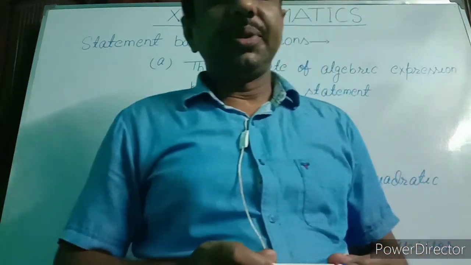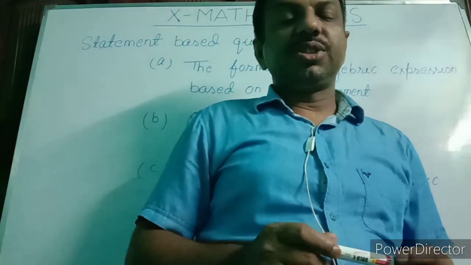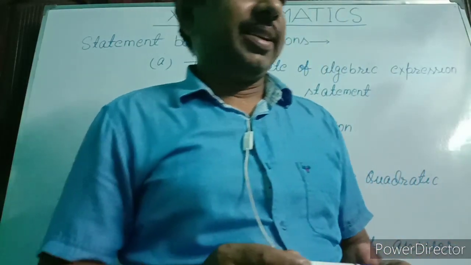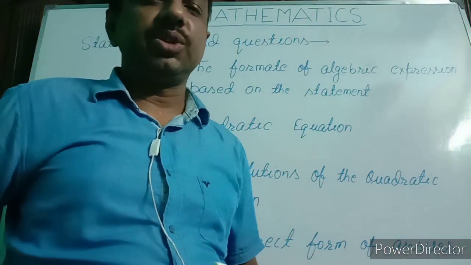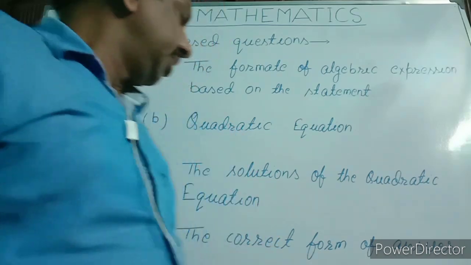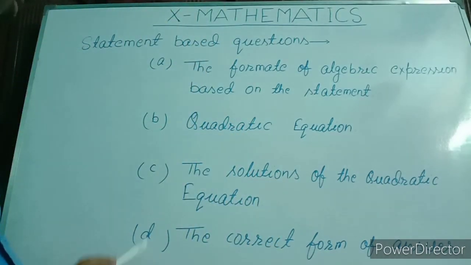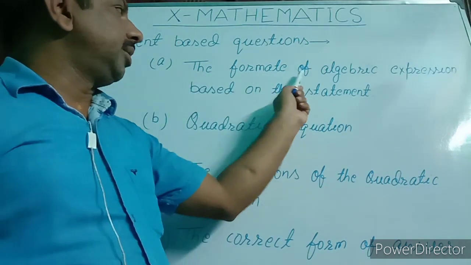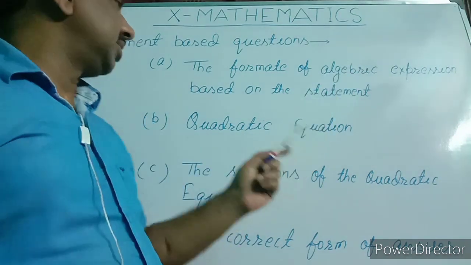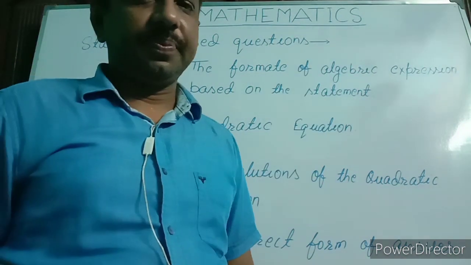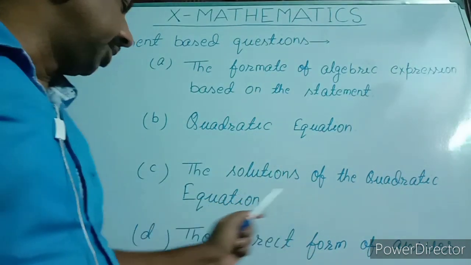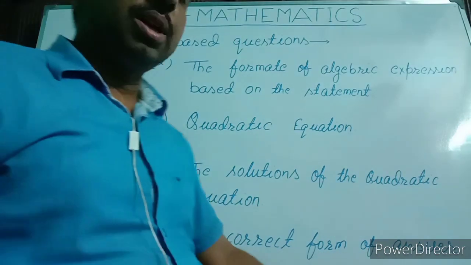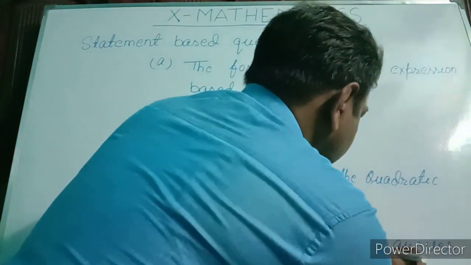We are discussing quadratic equations based on statements. I have divided any question of the quadratic equation that is based on a statement into four parts: A, B, C, D. A, the format of the algebraic expression based on the statement. B, the quadratic equation. C, the solution of the quadratic equation. And D, the correct form of the answer.